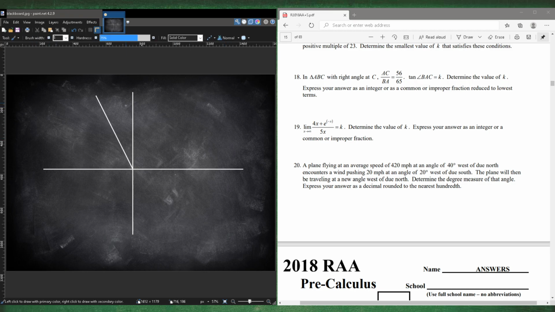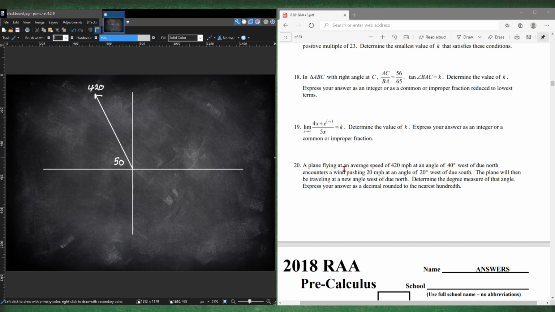And then we have 420 miles per hour. I like to put that at the tip, so then we know how much it's moving at. So this is your 40 degrees, but I usually don't like to put it here because I like to put it with respect to the x-axis. So 90 minus 40, so this is 50 degrees.